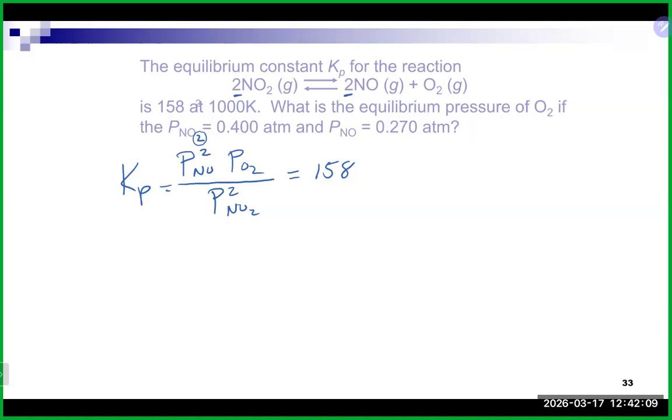At this point, we have the other equilibrium partial pressures, so we can put those in. And if we do that, we will end up with 0.270 squared.